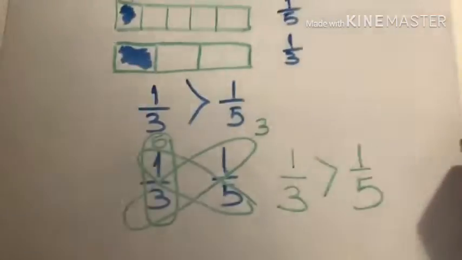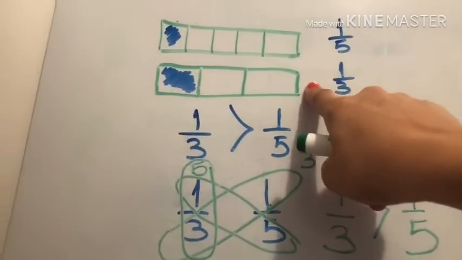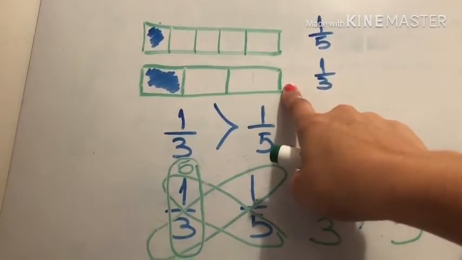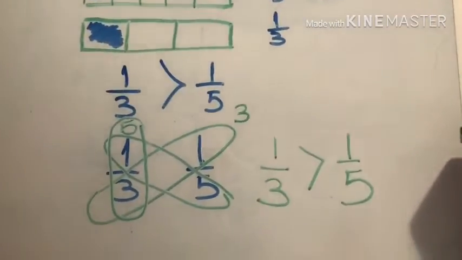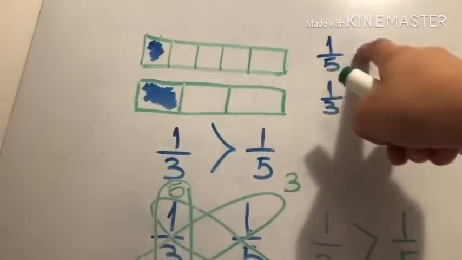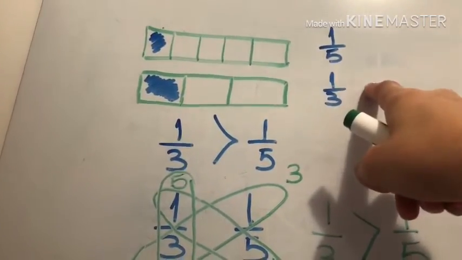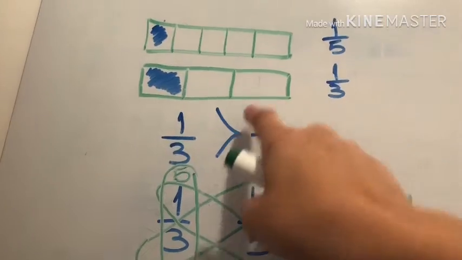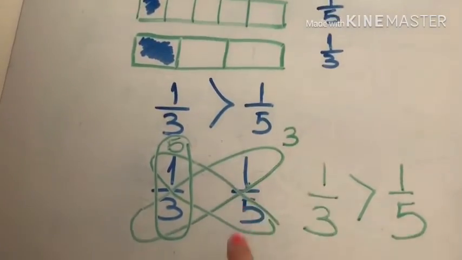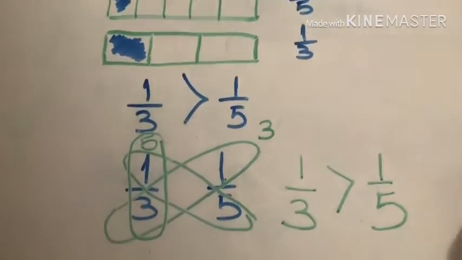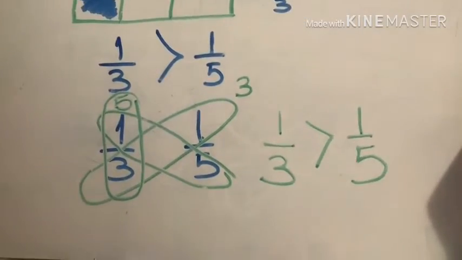On your homework, if you print, you don't have to draw your fraction strips. If you can't print the paper, you do have to represent the fractions with a drawing, then compare them, and then show me the second method that I'm teaching you today.